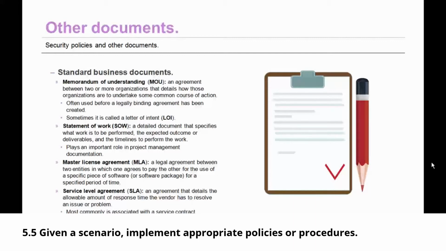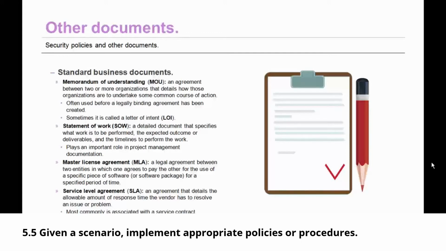The first one is the Memorandum of Understanding, or MOU. It's an agreement between two or more organizations that detail how those organizations are to undertake a common course of action. An MOU is often used before a legally binding agreement has been created. Sometimes the MOU is called a Letter of Intent, or LOI. Then there is the Statement of Work, or the SOW.